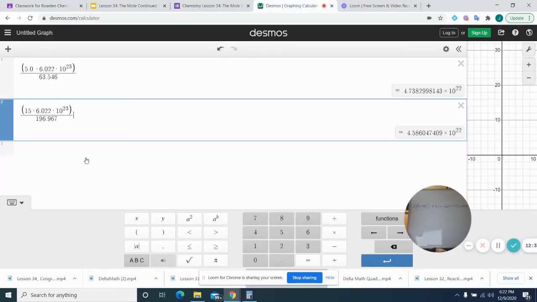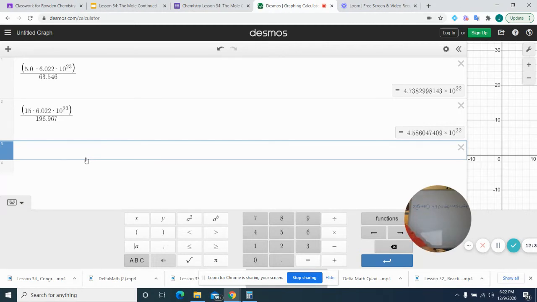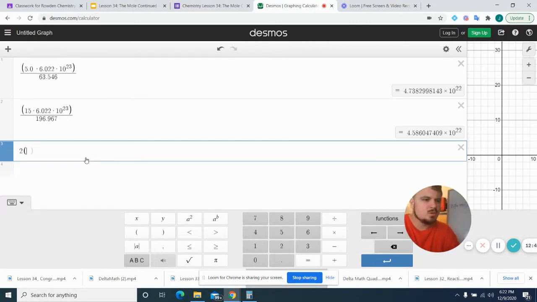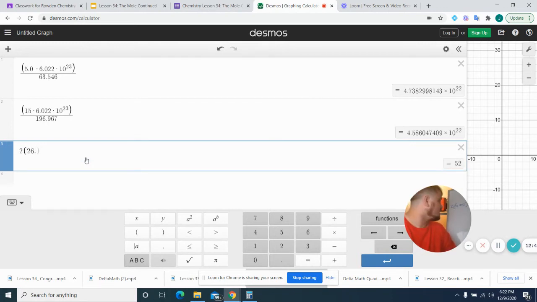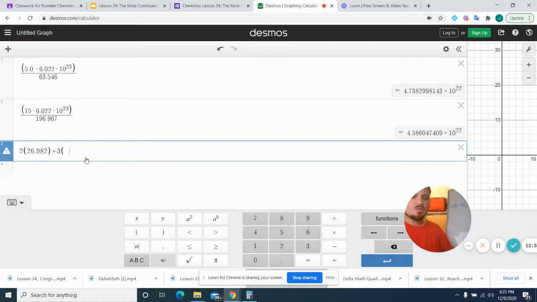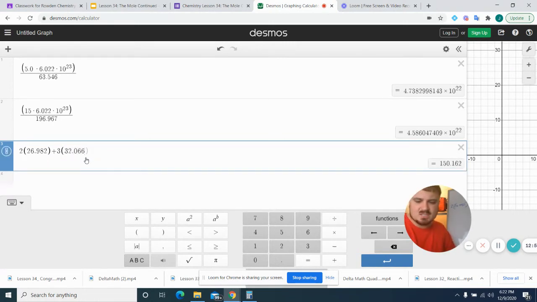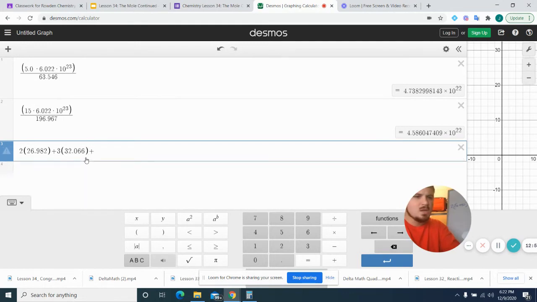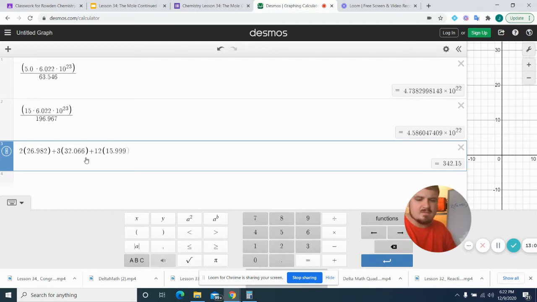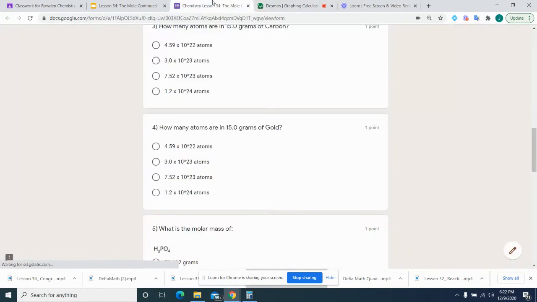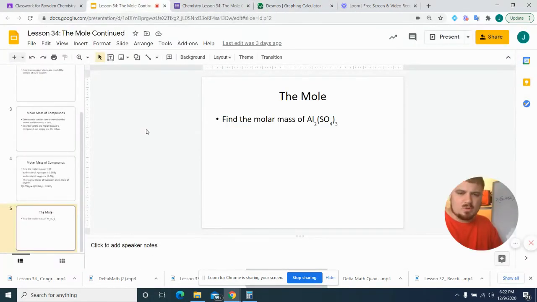Let's go to our calculator and plug all that in. So it's 2 times 26.982, plus, and this time we have 3 times 32.066, plus 12 times 15.999. Look at our molar mass, 342.15. So that's how we find molar mass.